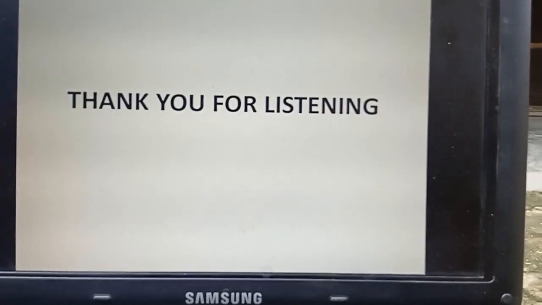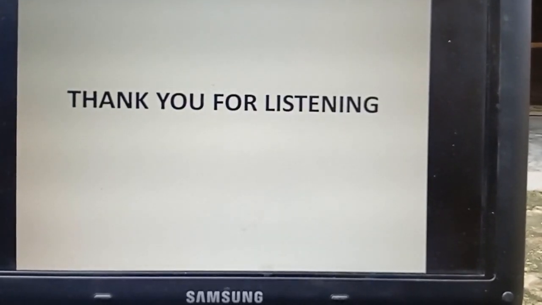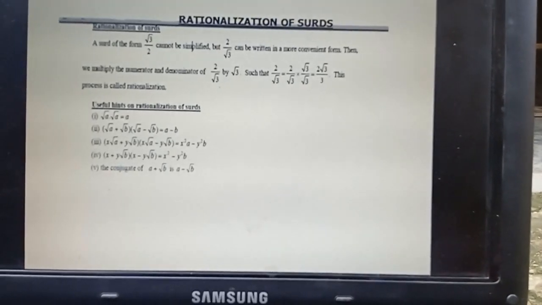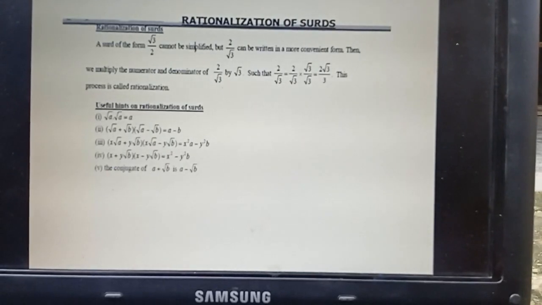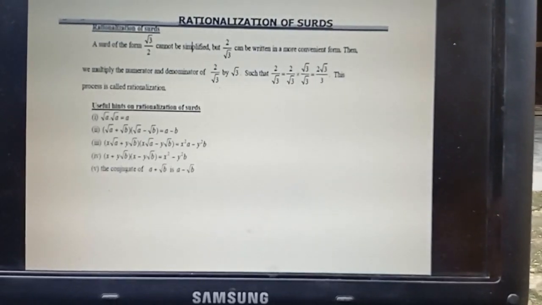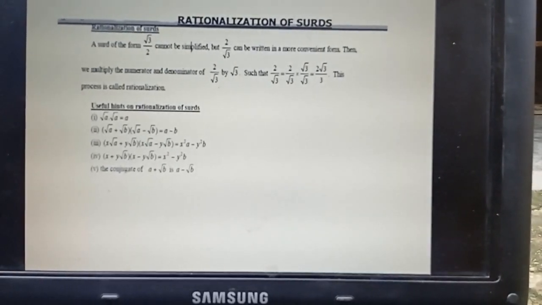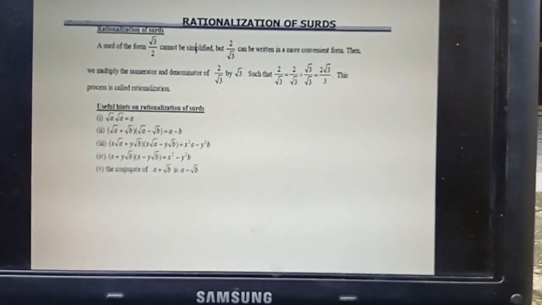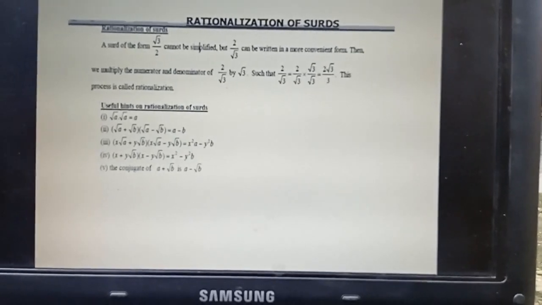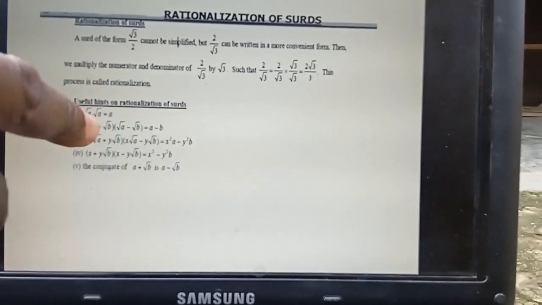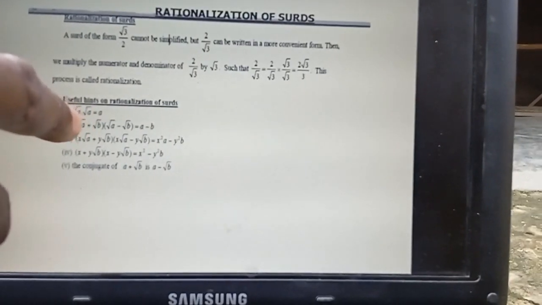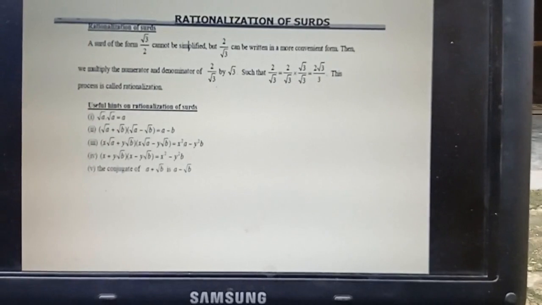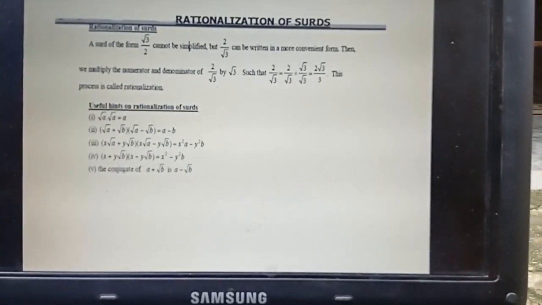So I hope that is clear. Any problem or any question, just look deep into this hint. Root of a times root of a is the same thing as a. You should follow it one by one. Is that clear?